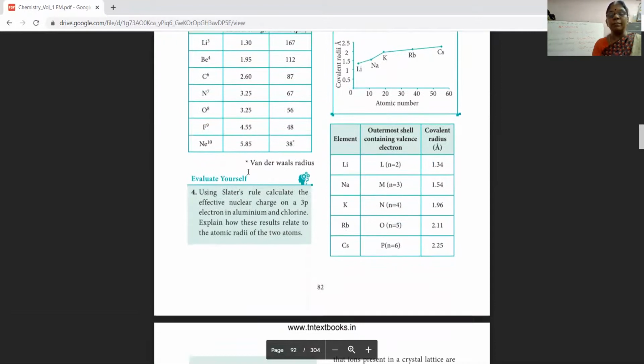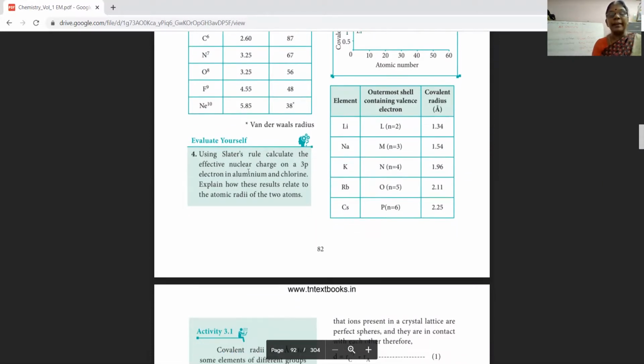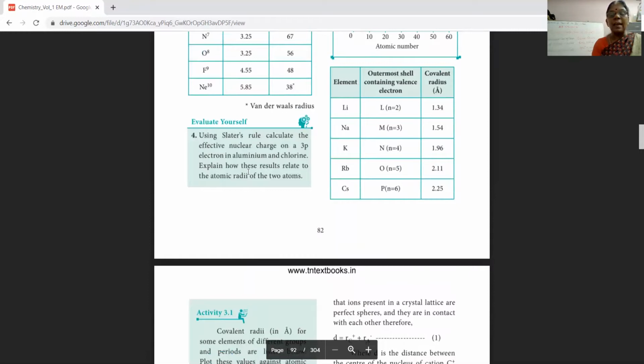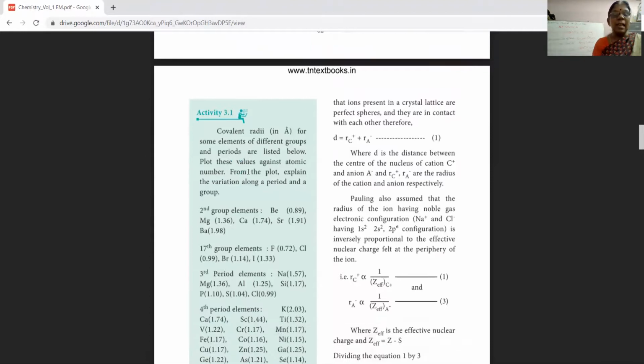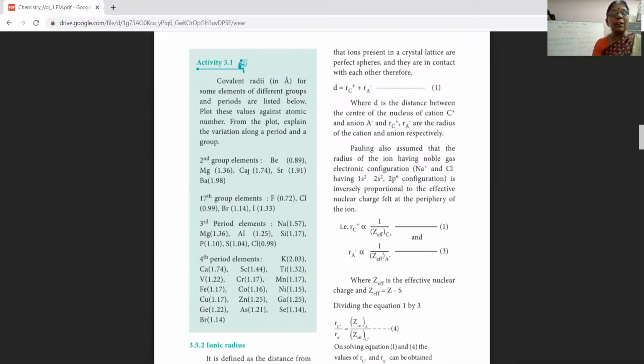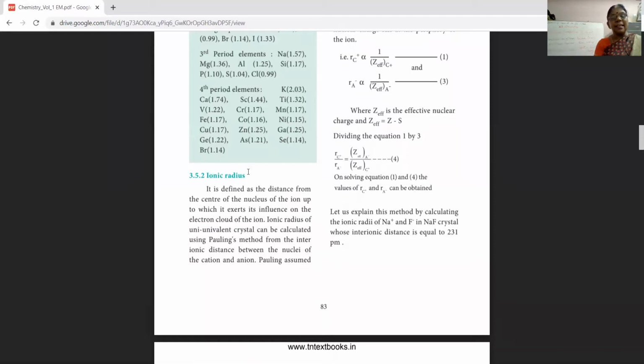The trend in the variation of the atomic radius of the alkali metals is given in this graph as well as the following tabular column: lithium 1.34, sodium 1.54, potassium 1.98, rubidium 2.11 and cesium 2.25. And here one problem is given. In this problem you have to plot a graph for the covalent radius of different second group elements given there, find out what the difference is, and explain the reason also.